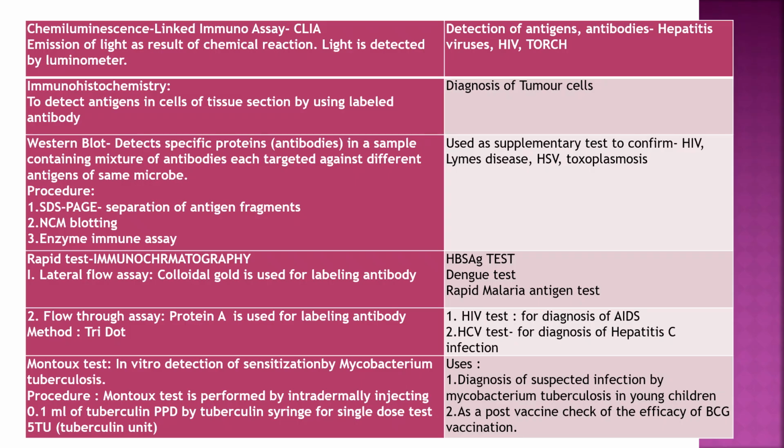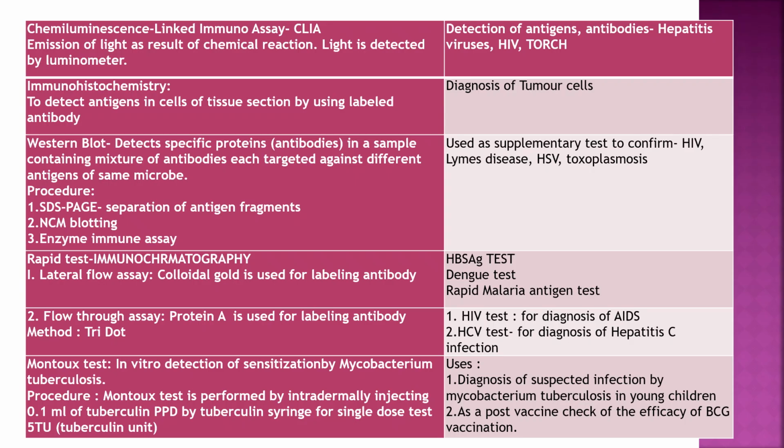Chemiluminescence linked immunoassay, that is clear. Emission of light as a result of a chemical reaction. Light is detected by a luminometer. The application: detection of antigen, antibodies, hepatitis viruses, HIV, and TORCH. Immunohistochemistry to detect antigen in cells of tissue section by using labeled antibody.